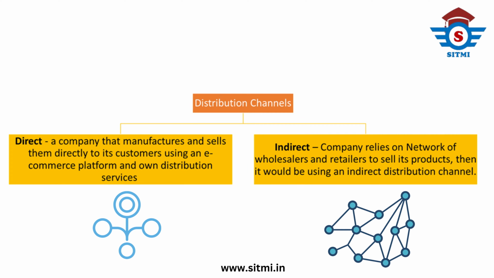Now there are basically two types of distribution channels. The first is the direct distribution channel and the second is the indirect distribution channel. A direct distribution channel is a company or entity that manufactures and sells products or services directly to the end customer using either an e-commerce platform or their own distribution services. On the other hand, indirect distribution channels are companies that rely on a network of wholesalers, distributors or retailers to sell their products or services, and hence they use multiple distribution channels to sell their products to the final customer. So this is the concept of an indirect distribution channel.